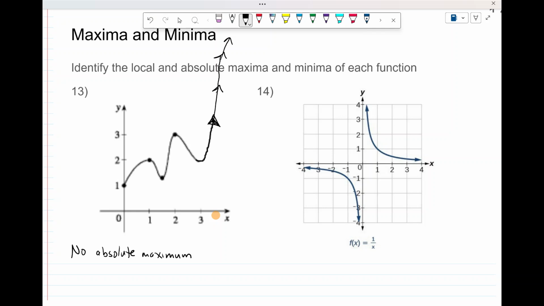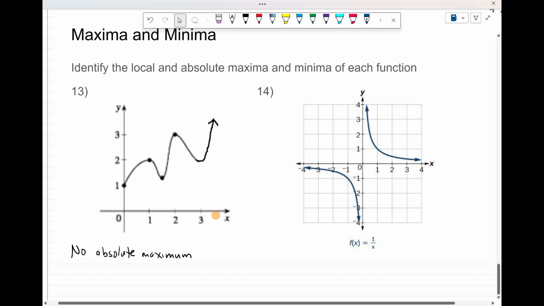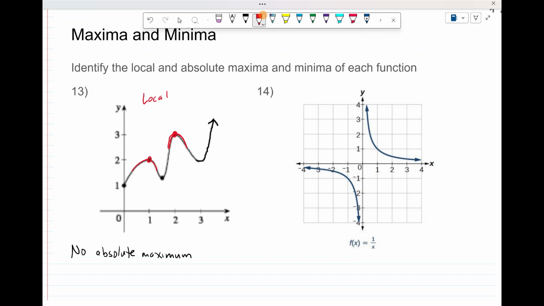But are there any local maximum? Again, the way I think about this, I look for hills. Do I see any hills? I see a hill right here, and I see a hill right there. So I would say that both of these are local maxima. And when we say maximum, that's one. The plural would be maxima, as opposed to maximums.